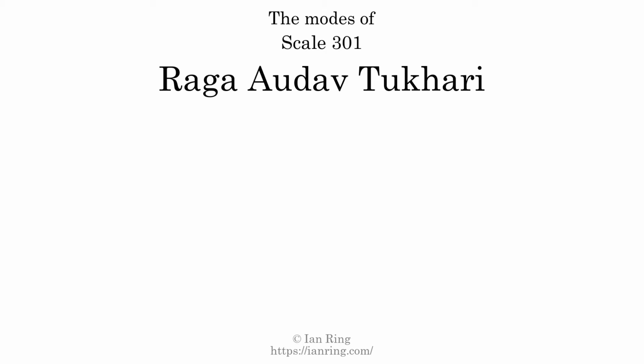This scale has 5 modes. The first mode is itself. The second mode is scale 1099, also known as diatonic. It sounds like this.